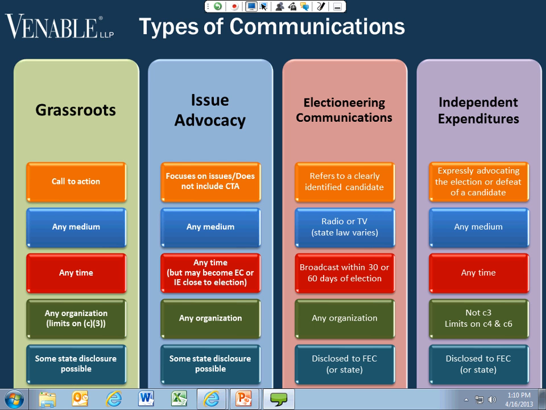So to talk about what independent expenditures are, I will hand it back over to Larry. There we go.